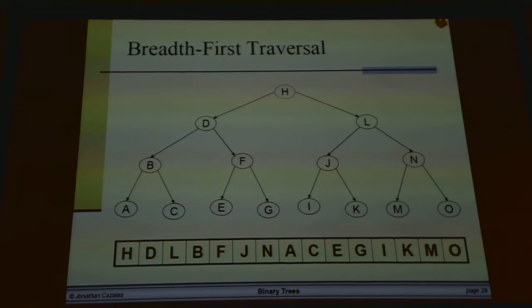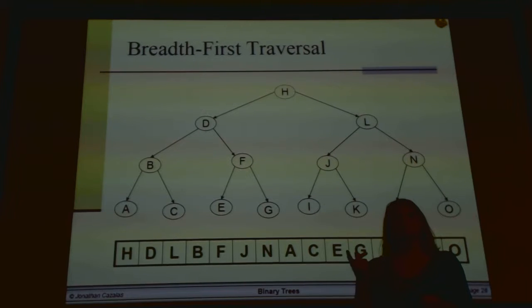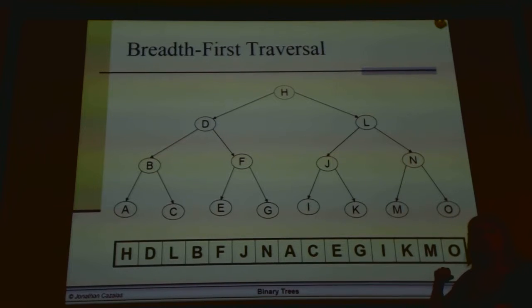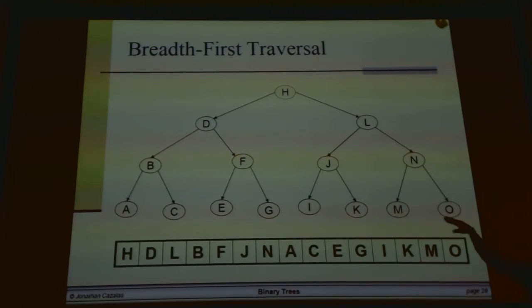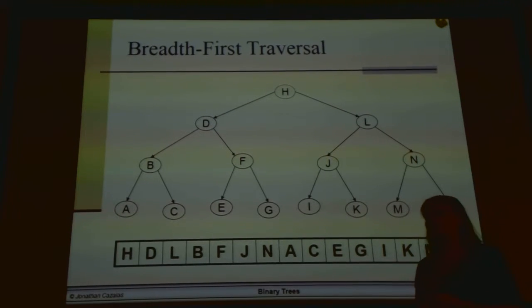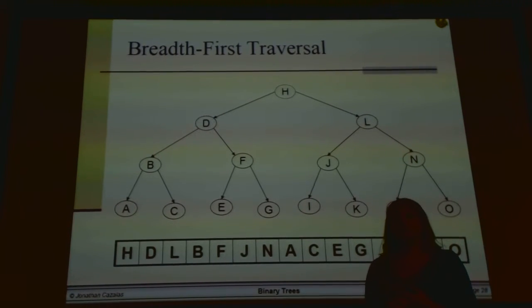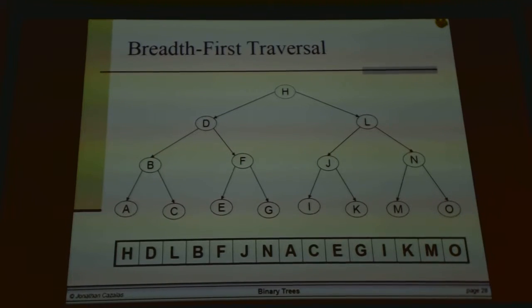Okay, so if I was doing this as an in-order traversal, when would the root be visited? After the left side's done. So what would be the first three nodes? If all we had was Delta, Hotel, and Lima, what order would it be? In order: B, A, C. Yes, it'd be in the middle, right? In order, the root node is visited in the middle of the left and the right.